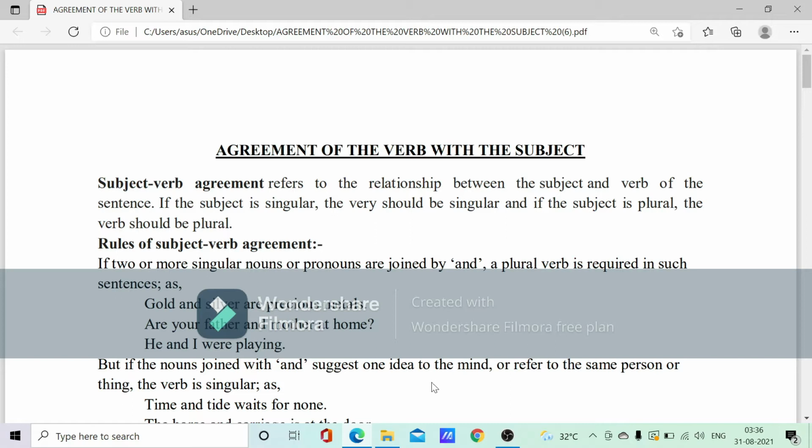If two or more singular nouns or pronouns are joined by and, a plural verb is required in such sentences. So what does that mean?